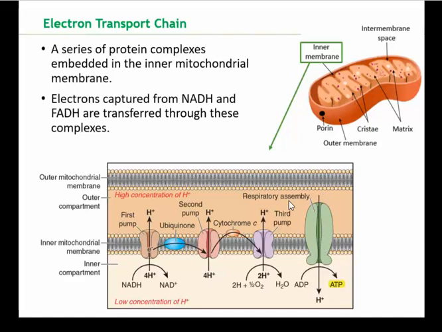The respiratory assembly will pump the hydrogens back through, and when that happens, they're going to activate an enzyme called ATP synthase. This ATP synthase will then take this ADP, and it's going to become phosphorylated. That's where the oxidative phosphorylation occurs, and that produces the ATP.